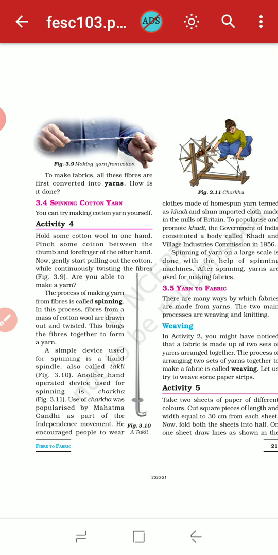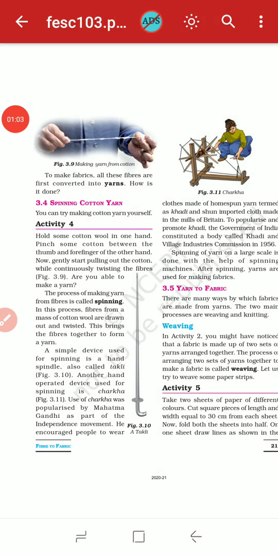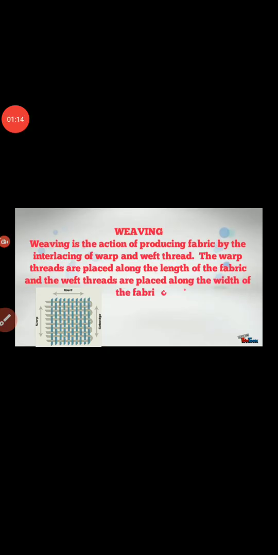To know in detail about weaving and knitting, I just want to show you some slides so that you can easily understand the basic concept of weaving and knitting. So, dear children, what is meant by weaving? Weaving is the action of producing fabric by the interlacing of warp and weft threads. The warp threads are placed along the length of the fabric, and the weft threads are placed along the width of the fabric, just like this.